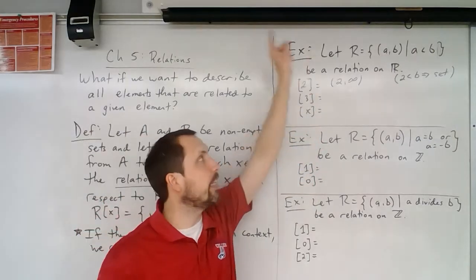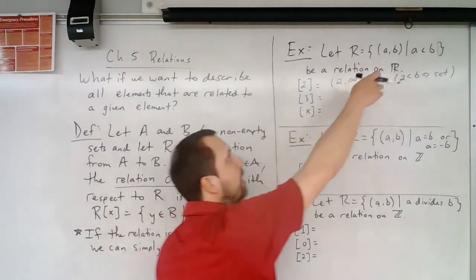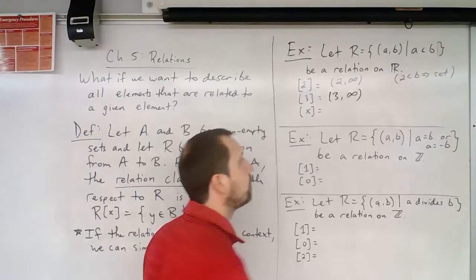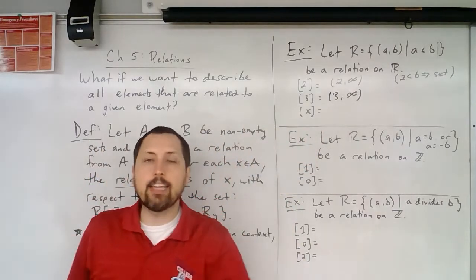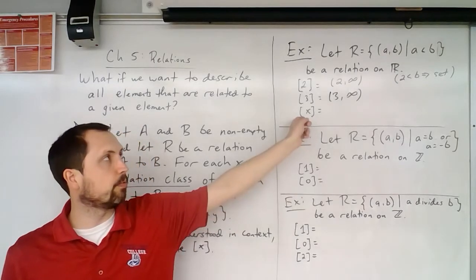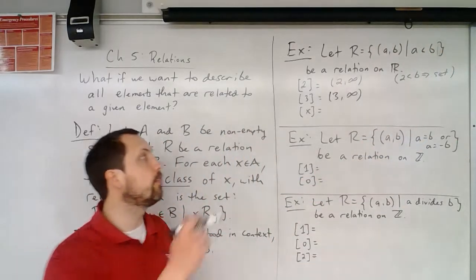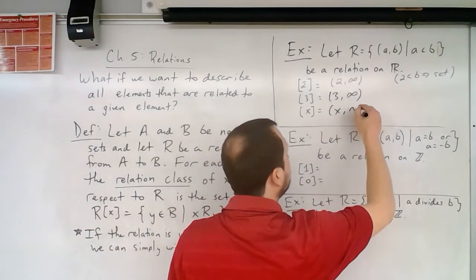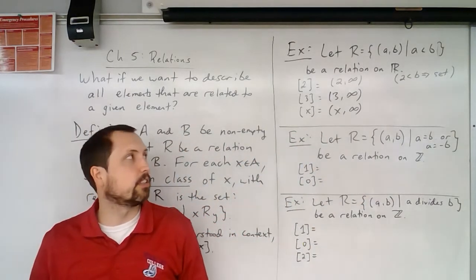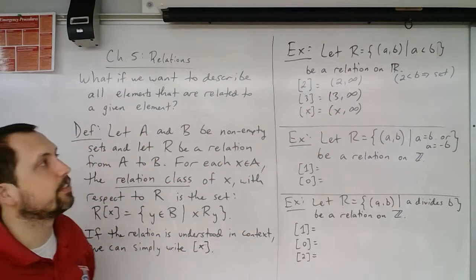Same thing here now, 3. What are all of the elements that 3 is related to? All the real numbers that satisfy 3 is less than that, well again, that's going to be 3 to infinity. So for any number that I give you, the relation class here is very simple to define, right? For any number, the relation is given by all the numbers that are larger than it, so all of those will be simply x to infinity. And again, this is true if I give you any real number. This is our relation. So each of these are our relation classes.